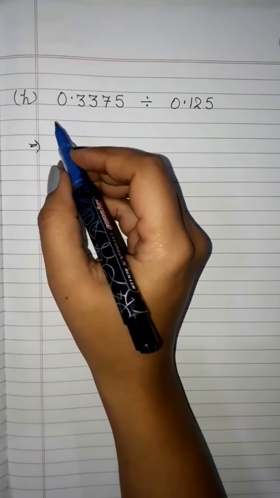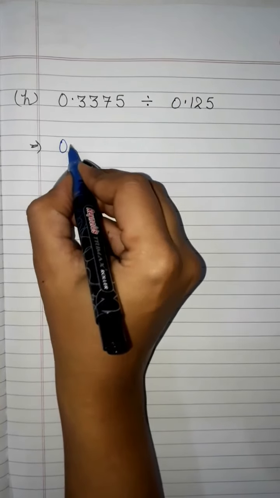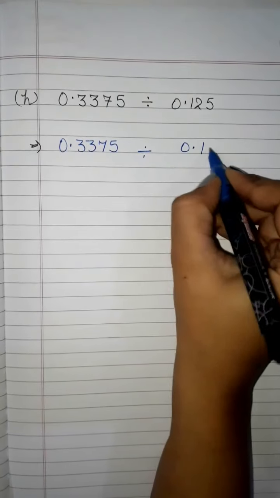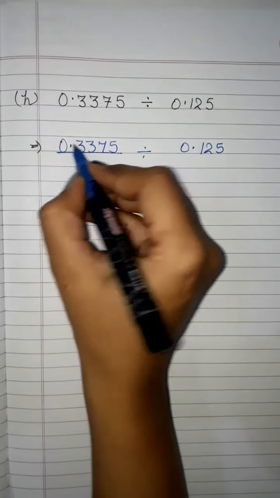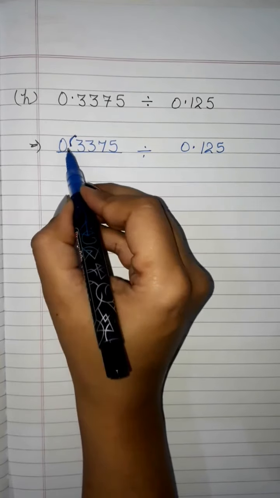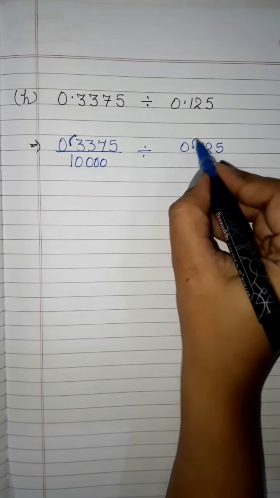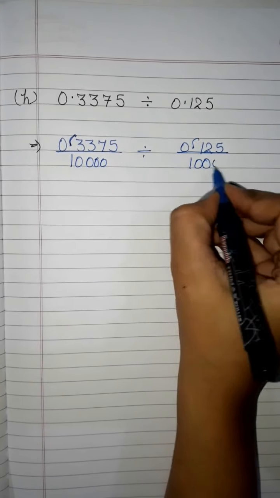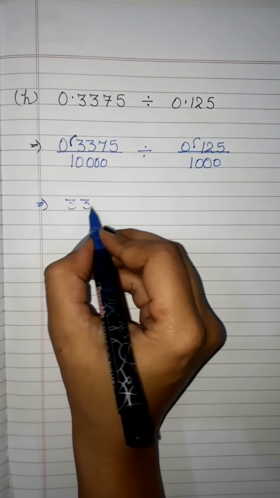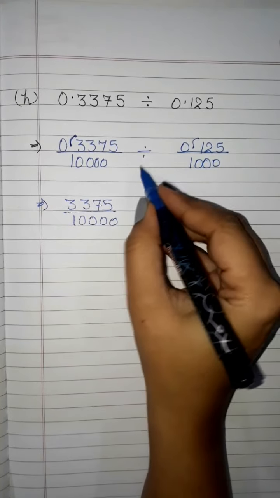Now children, see this H part. Both the numbers are decimal. So, first copy the number and remove the decimal from both the numbers, both the sides. Now this decimal is removed. How many digits are there after the decimal? 4. So you can write 10,000. Now here 3 digits are there. So you can write 1000. Now it has become 3375 by 10,000.